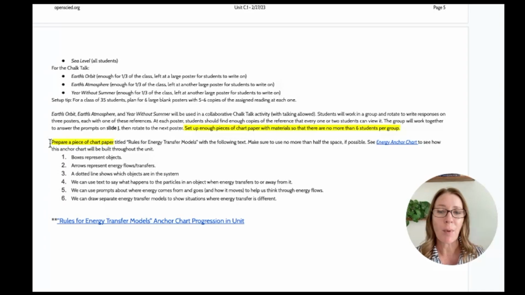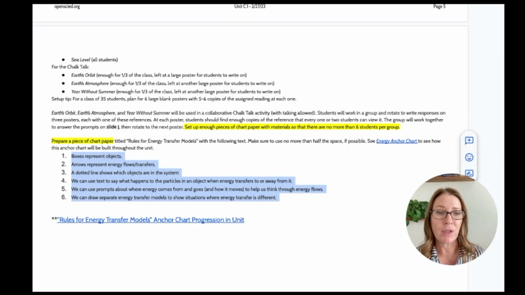You also need to set up a piece of chart paper, and this is actually going to be an anchor chart that you're adding to throughout the unit. It's called the Energy Anchor Chart. You're going to title it Rules for Energy Transfer Models, and you're going to pre-write all of these rules on the chart paper. And then it's going to be used with an energy transfer model where you're going to walk them through these rules using a box to represent an object and the arrows to represent energy flows. So you'll see this later on in the teacher guide.